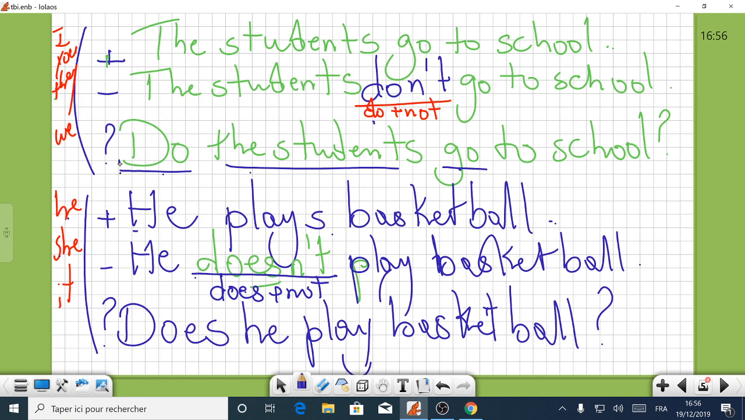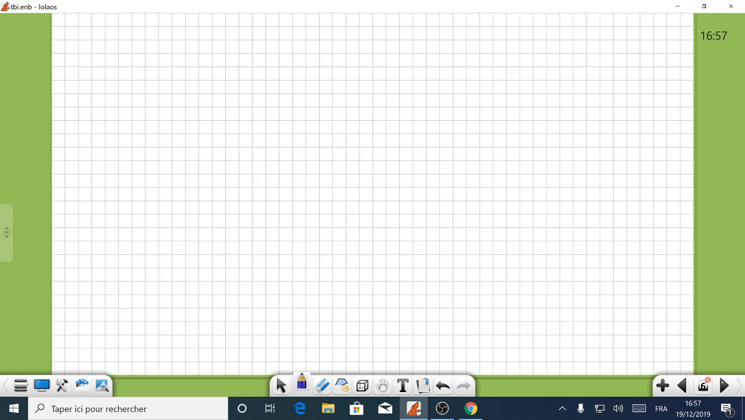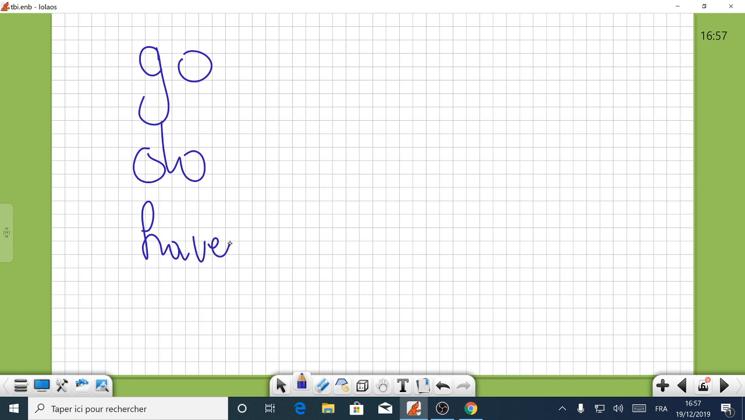And the same thing for he and she forms. We say he plays basketball, he doesn't play basketball, and the question form, does he play basketball? Now, if you don't mind, we go and see some other exceptions. So here I want to go and do some verbs which are not really like all the others, like go, like do, like have, of course, and we have the verb to be.